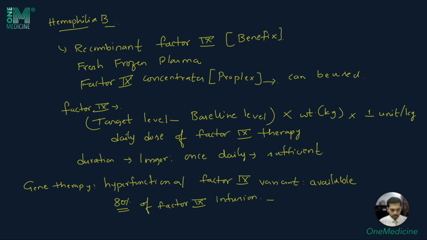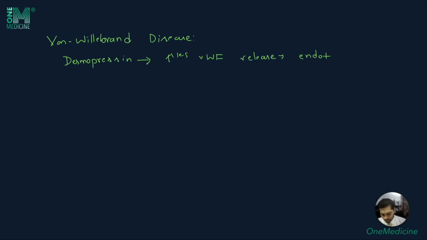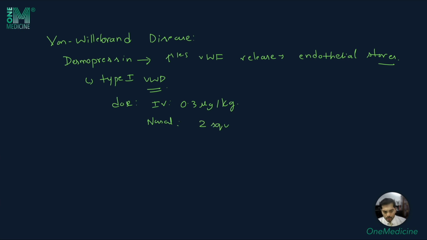Von Willebrand disease. Desmopressin increases the von Willebrand factor release from endothelial stores. This happens in type 1 von Willebrand disease. The dosing is for IV 0.3 microgram per kg, or for nasal route it is 2 squirts of 1.5 milligram per ml of fluid in each nostril.